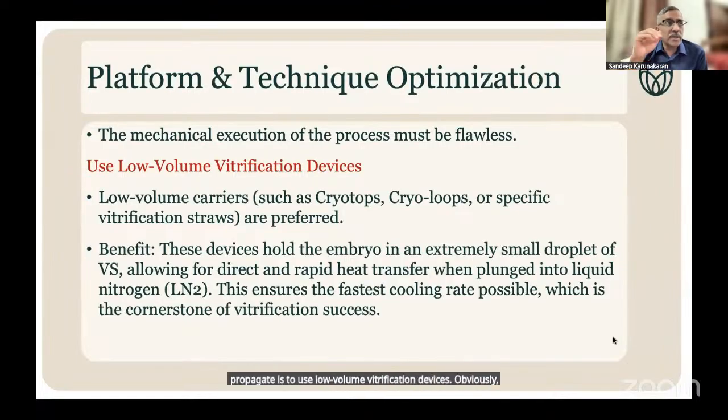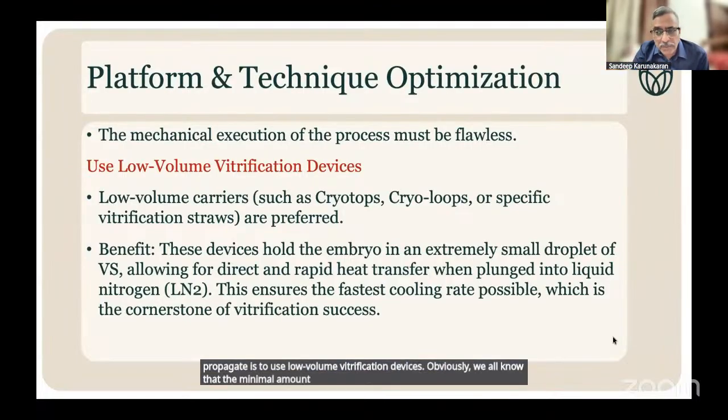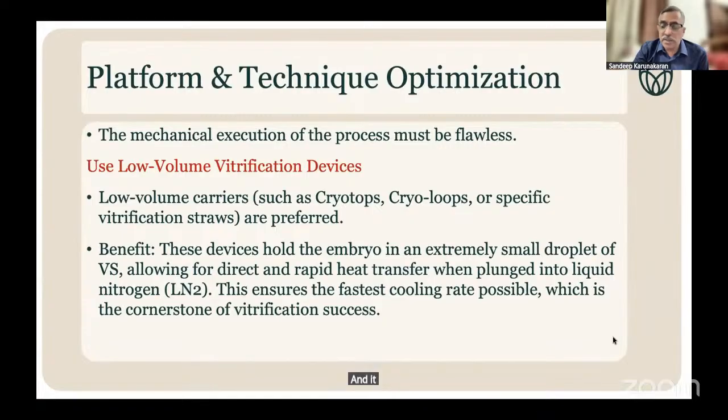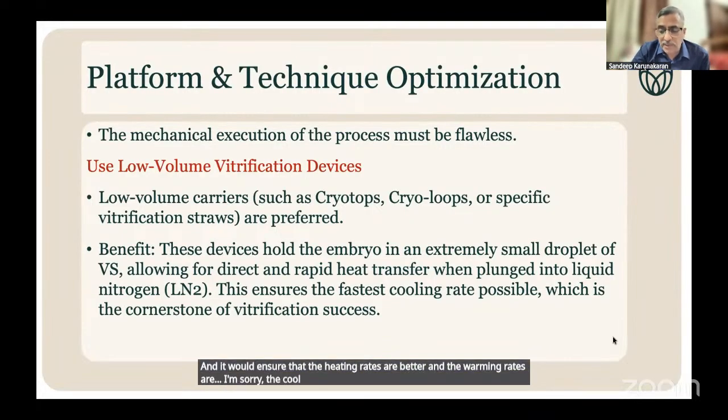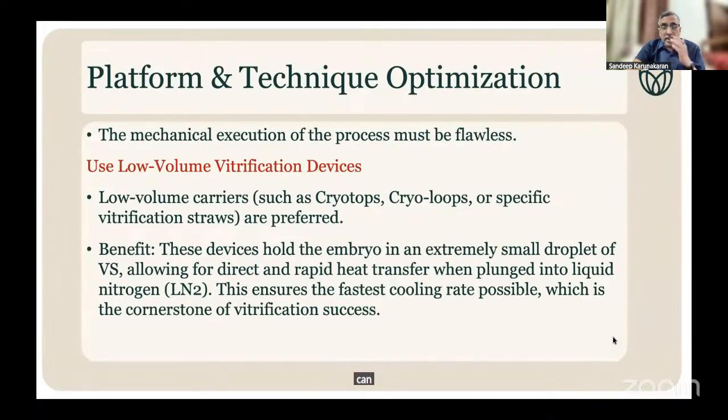Another small tip which I always propagate is to use low volume vitrification devices. Obviously, we all know that the minimal amount of vitrification solution present on the straw would mean better heat transfer, and it would ensure that the cooling rates are better and the warming rates can also be easily achieved, without the fluid which is present between the embryo and the liquid nitrogen.